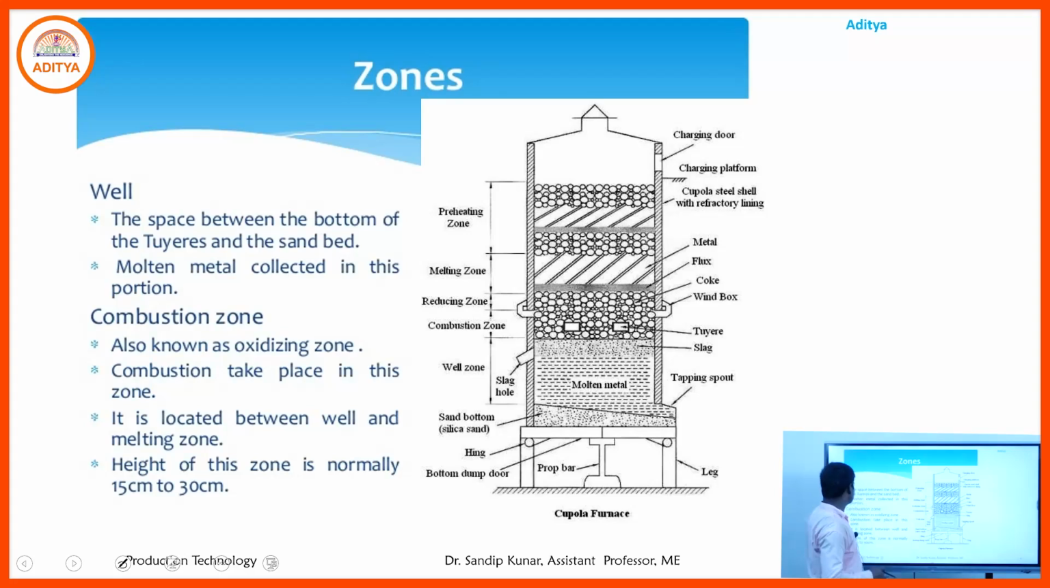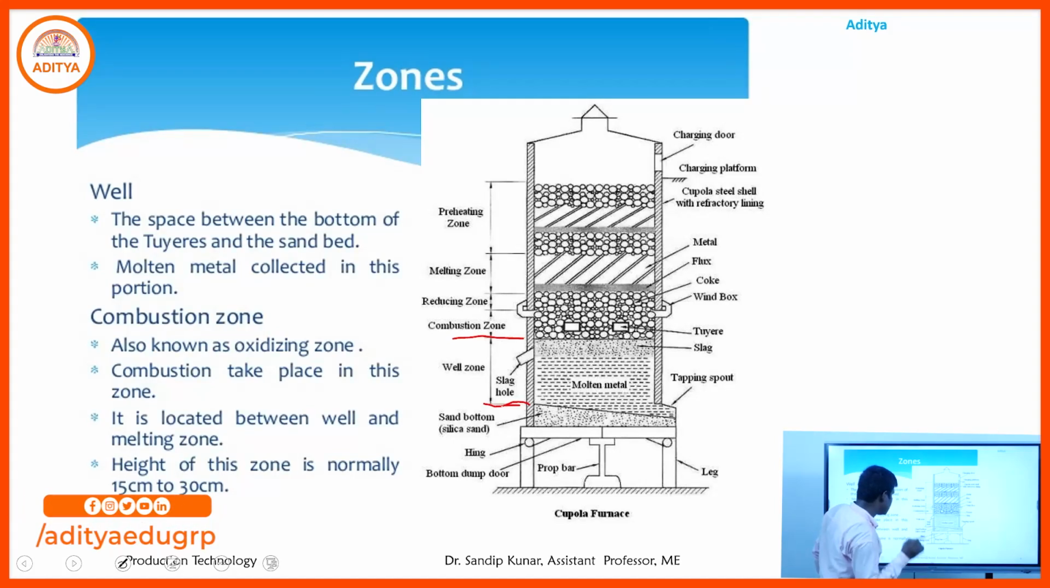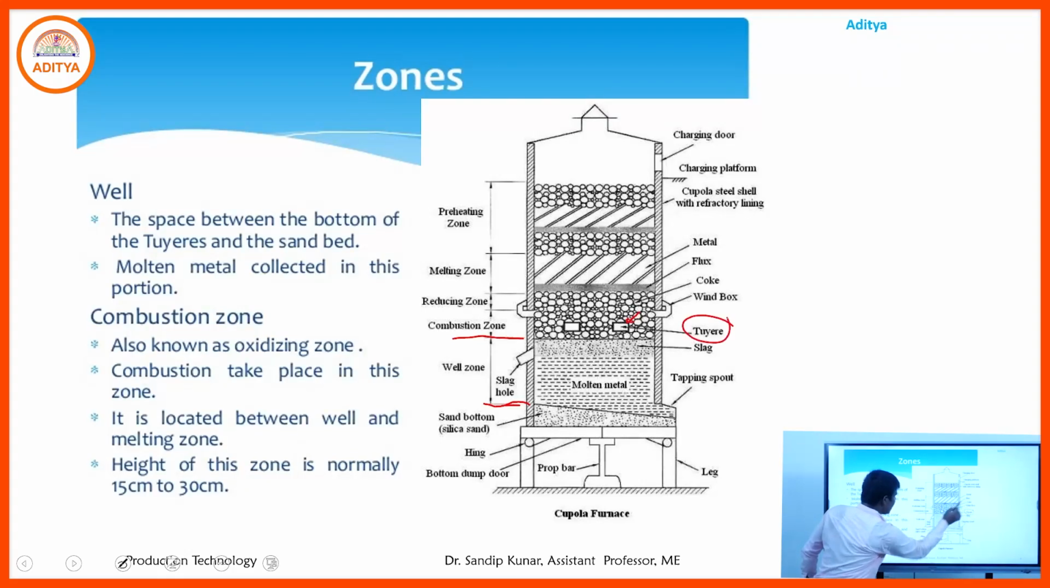Now we are coming to the zones. What are the zones? First is the well zone. The well zone is that zone. It is the space between the bottom of the tuyeres and the sand bed. The tuyeres are the openings through which we send the air, and the well zone starts from the bottom portion of the tuyere.